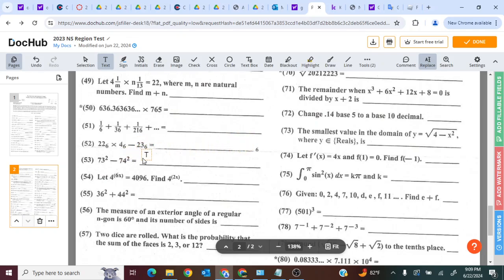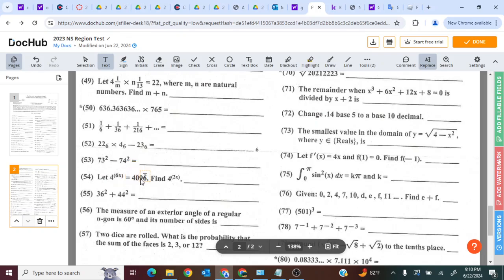Okay, 73 squared minus 74 squared. In this case, for this stuff, it's the sum of the two values times the difference between the two values. So 147 times negative 1, negative 147.